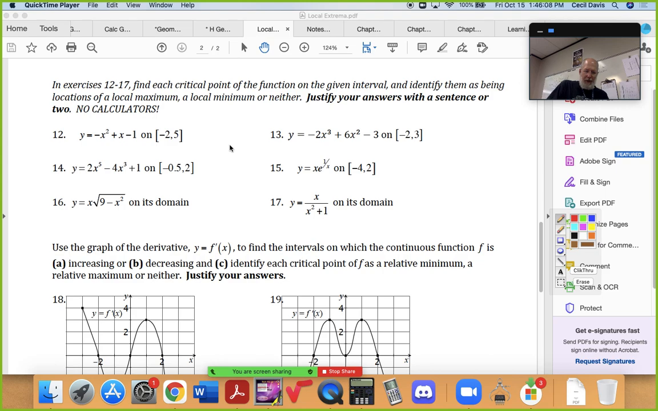For our critical points, at x equals 1, we have neither a local minimum nor a local maximum because f prime does not change sign. And at x equals 2, we have neither because f prime does not change sign.